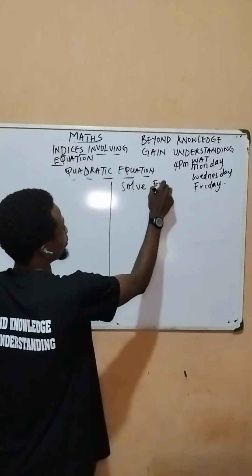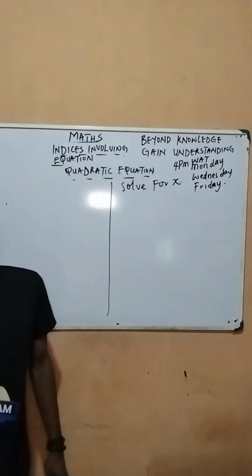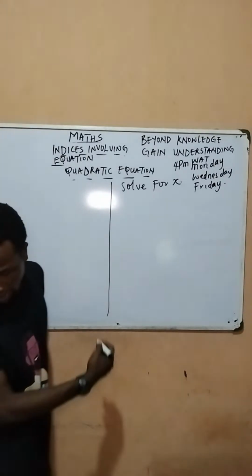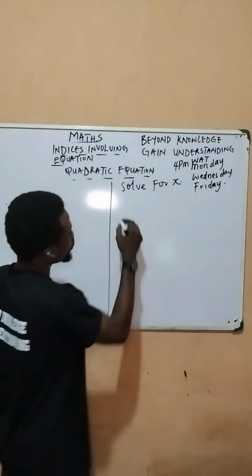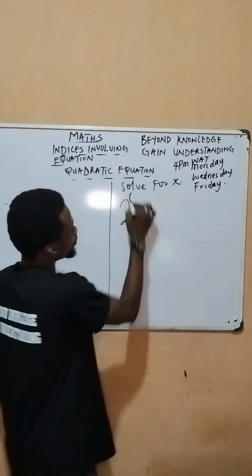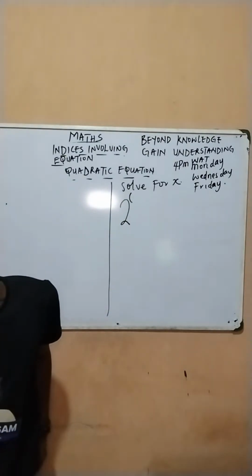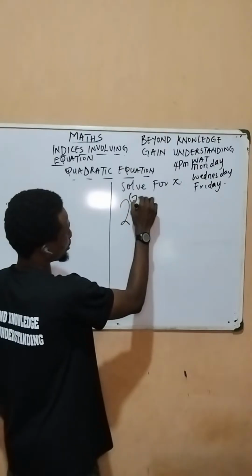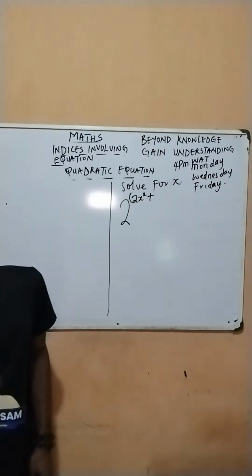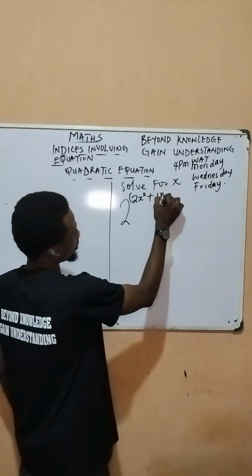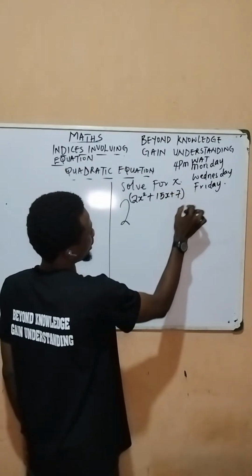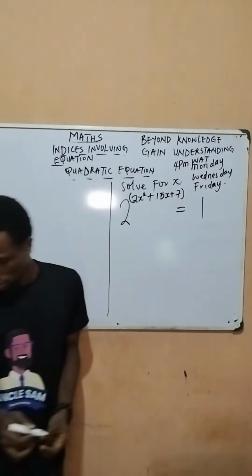Solve for x. We're looking for x in this particular question, where you have 2 raised to the power of (2x squared plus 15x plus 7) equals 1.